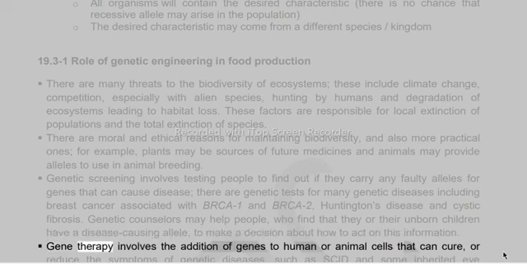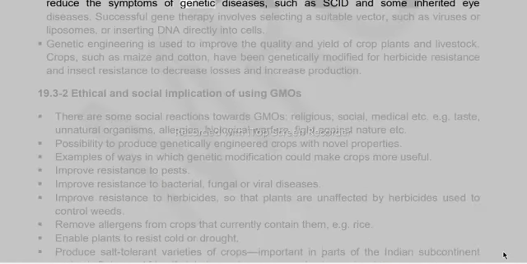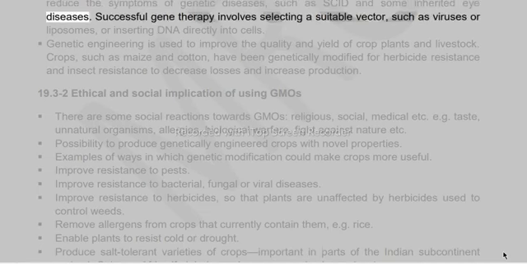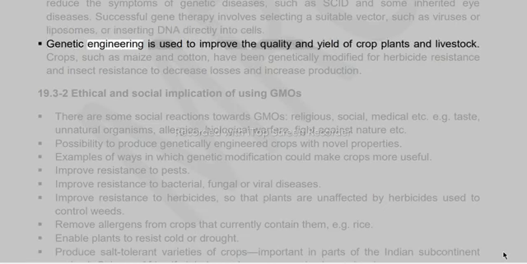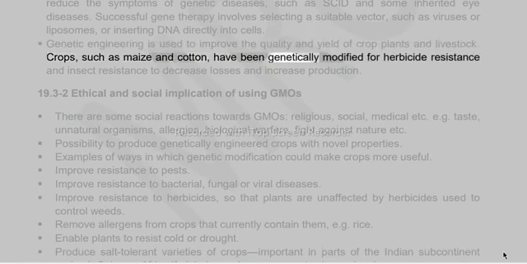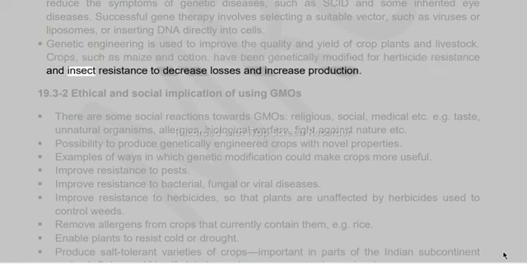Gene therapy involves the addition of genes to human or animal cells that can cure or reduce the symptoms of genetic diseases, such as SCID and some inherited eye diseases. Successful gene therapy involves selecting a suitable vector, such as viruses or liposomes, or inserting DNA directly into cells. Genetic engineering is used to improve the quality and yield of crop plants and livestock. Crops, such as maize and cotton, have been genetically modified for herbicide resistance and insect resistance to decrease losses and increase production.